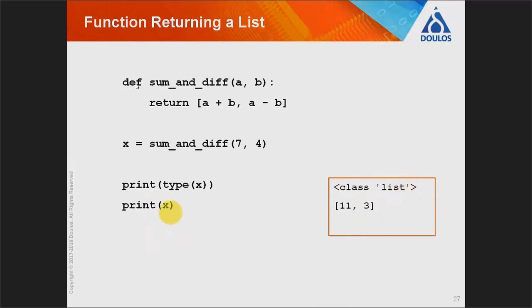We could also print out the value of the list. So if we print x, we'll see the list [11, 3] being printed out. We could also have chosen to print out the first element of the list, which will ultimately be the value a plus b. So if we print x[0], we see the value 11 printed out, 7 plus 4.